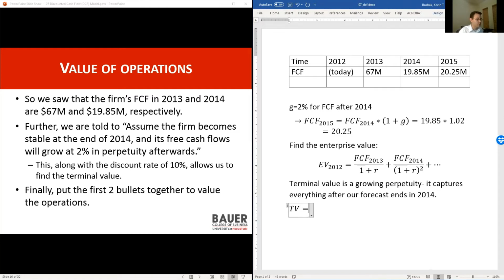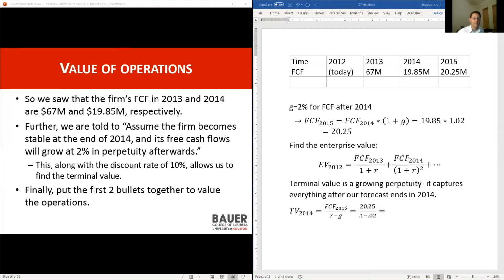Because it's a growing perpetuity, we're going to use the growing perpetuity formula. The terminal value is sitting in 2014 at the end of our forecast. So if the growing perpetuity is sitting in 2014, that means the first cash flow must be arriving in 2015, 1 year ahead. Again, that's week 1. And that's the rest of our growing perpetuity formula, cash flow divided by r minus g. We solve for the free cash flow in 2015. We saw that's 20.25. So that's what we're going to throw into the growing perpetuity formula. And then we're given a growth rate of 2% and we're given a discount rate of 10%. That allows us to find the value of all those cash flows that occur after time 2014.